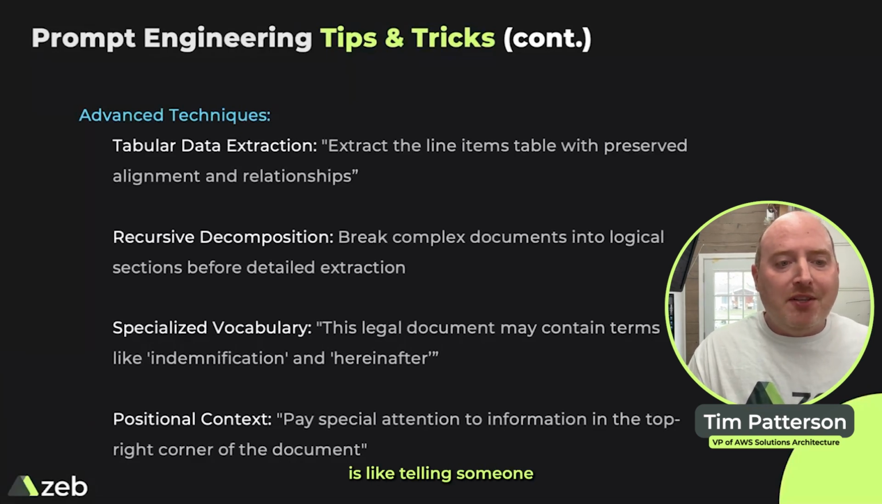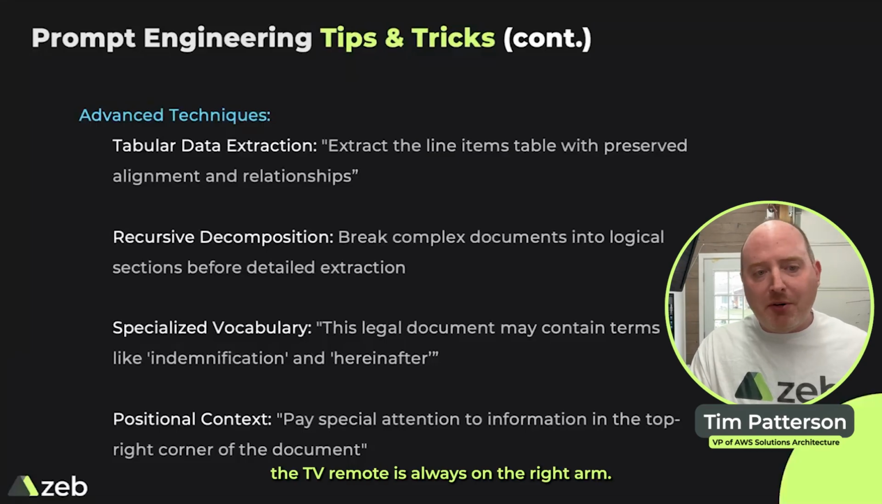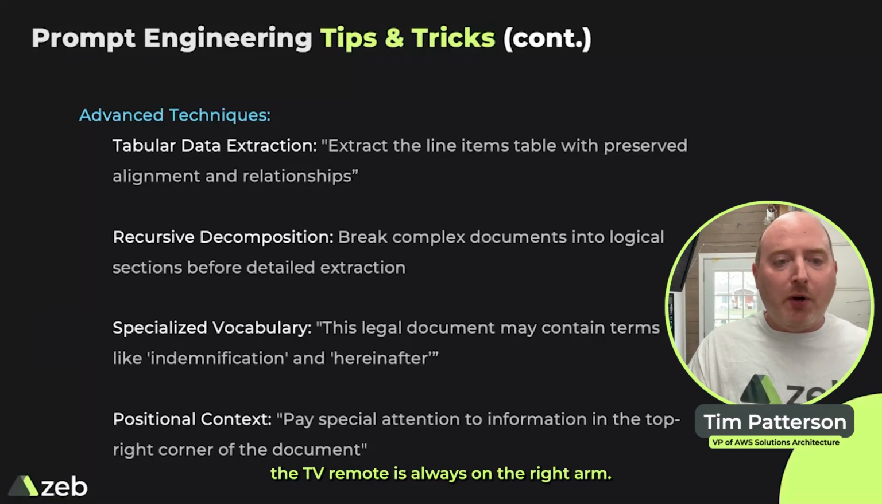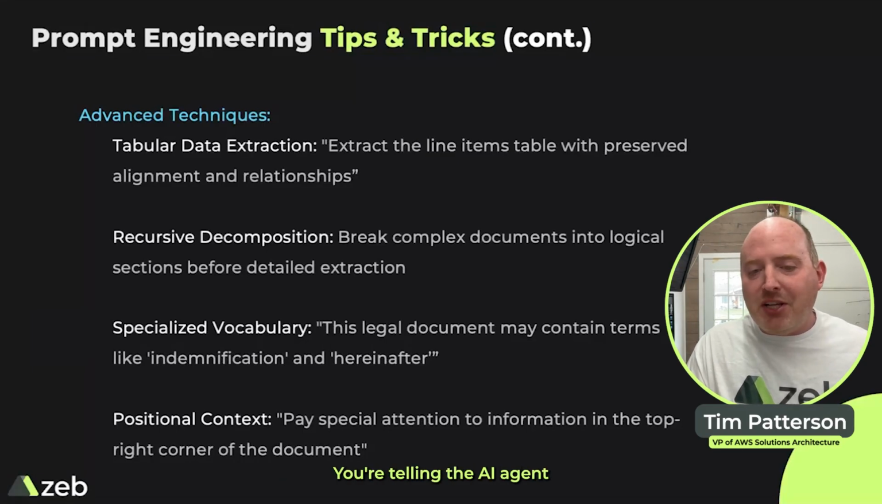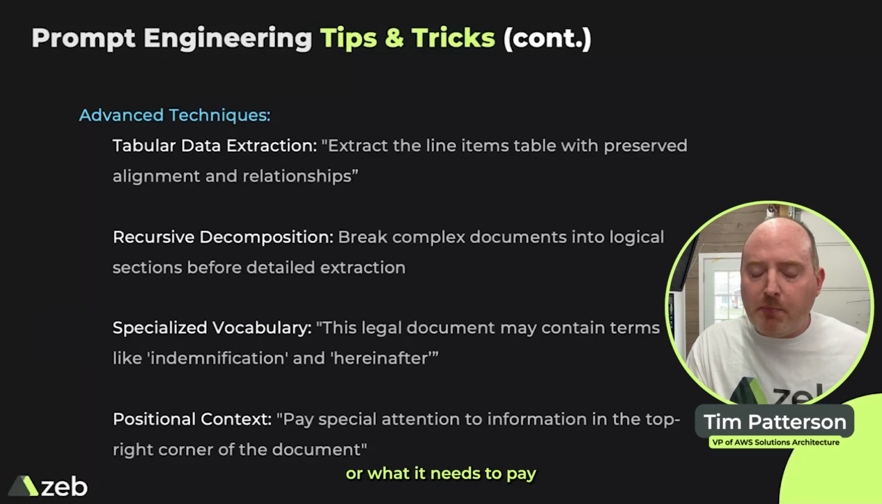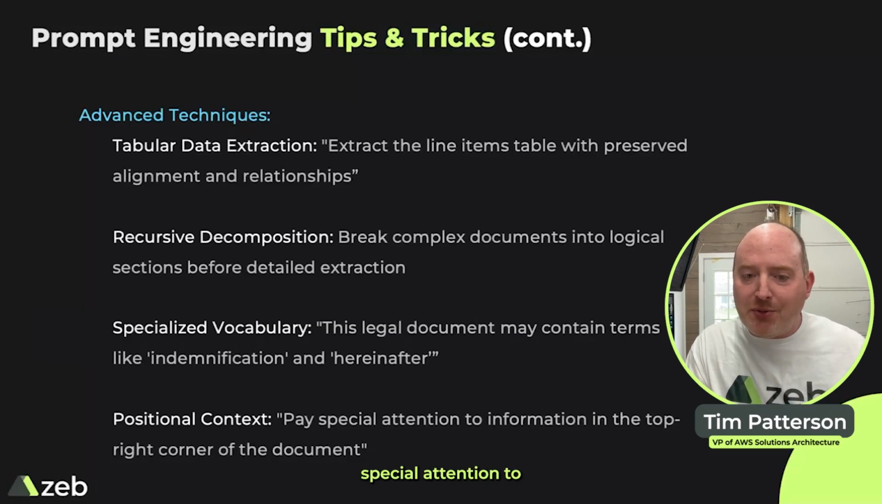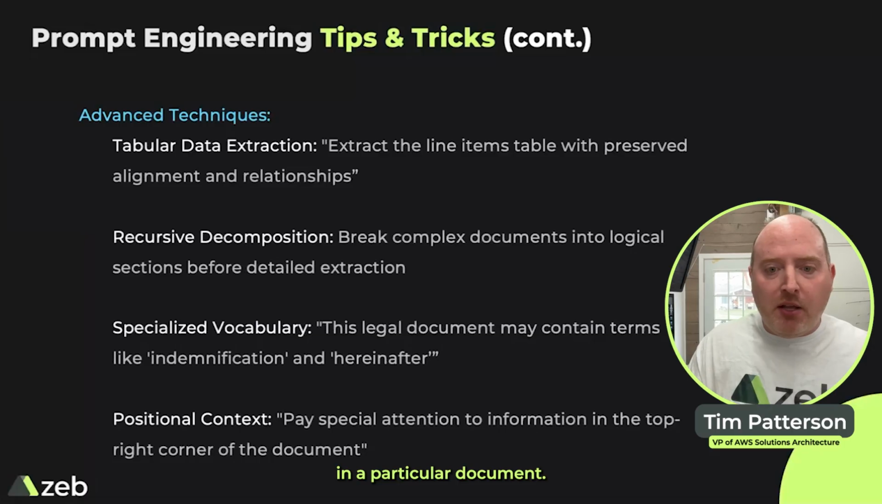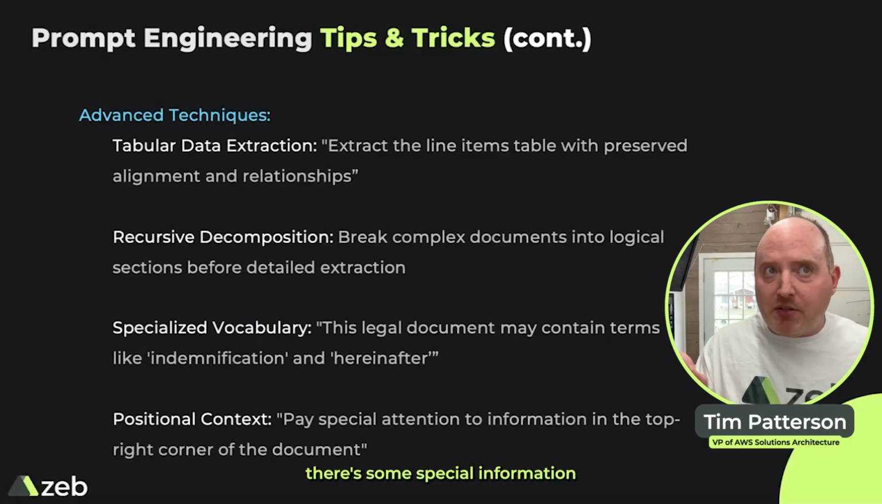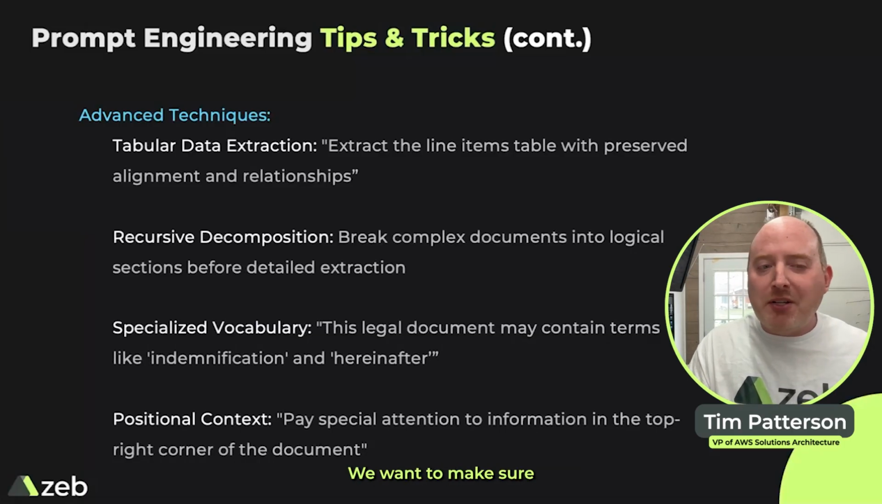Positional context is like telling someone the TV remote is always on the right armrest of the couch, right? You're telling the AI agent where to find something or what it needs to pay special attention to in a particular document. In this example, hey, there's some special information in the top right corner. We want to make sure that you've got that.